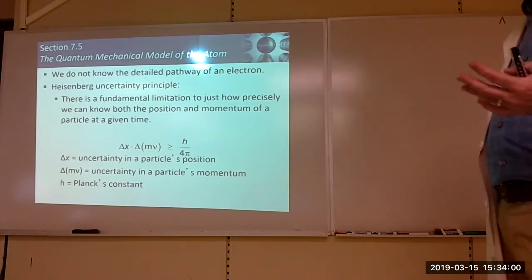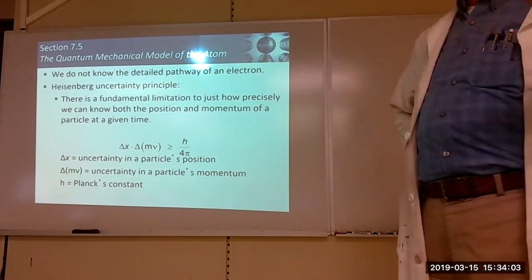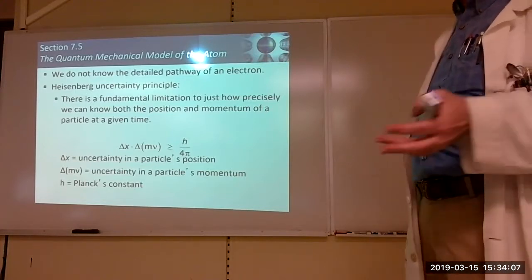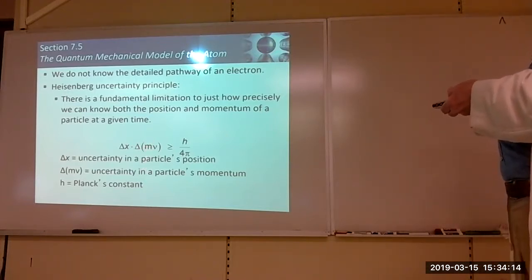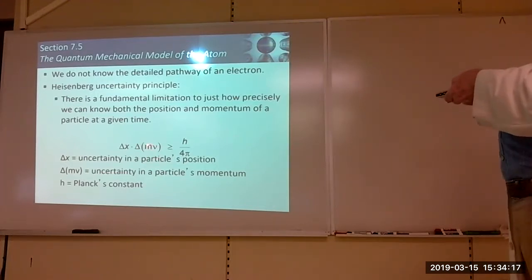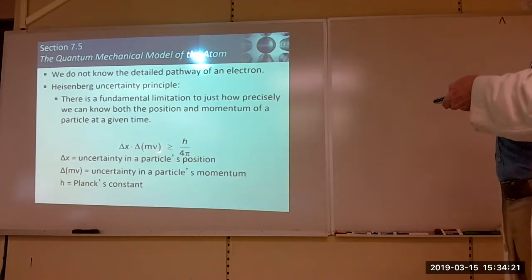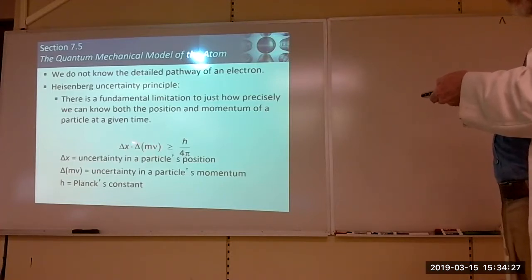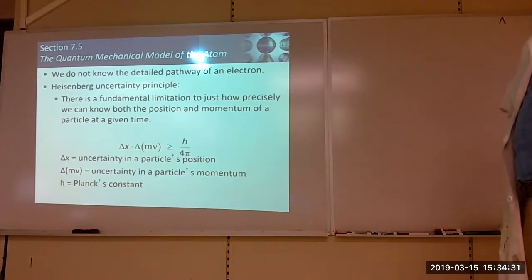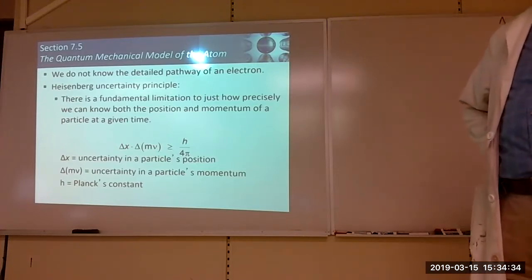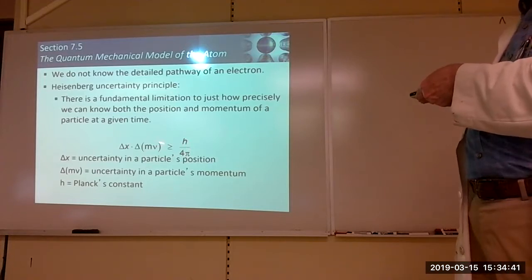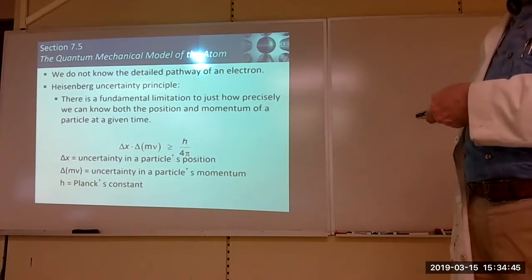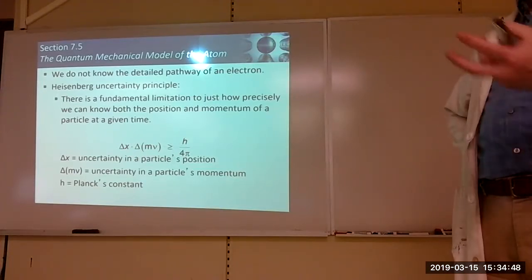Now, to put this in perspective, why don't we have the same trouble with, like, you and me? You can see where I am. You can see how fast I'm moving, which is zero right now. When the mass is huge, then the momentum is relatively large, and the uncertainty in position is relatively small. So that's why you can find where I am, because it has to be equal to or greater than that number. If this is huge, that number right there is really small. That's why you can tell where I am right now, because I'm big relative to an atom.